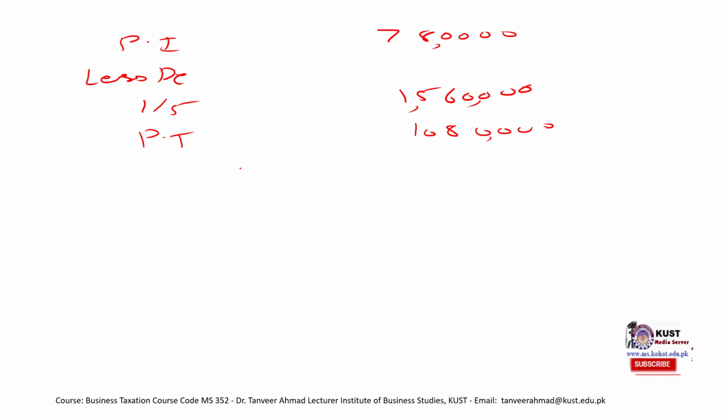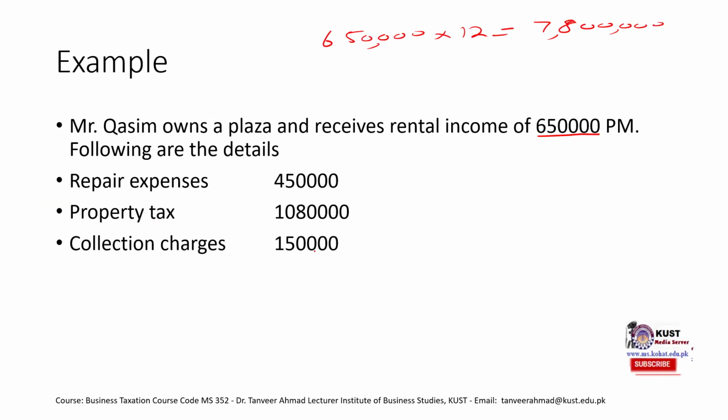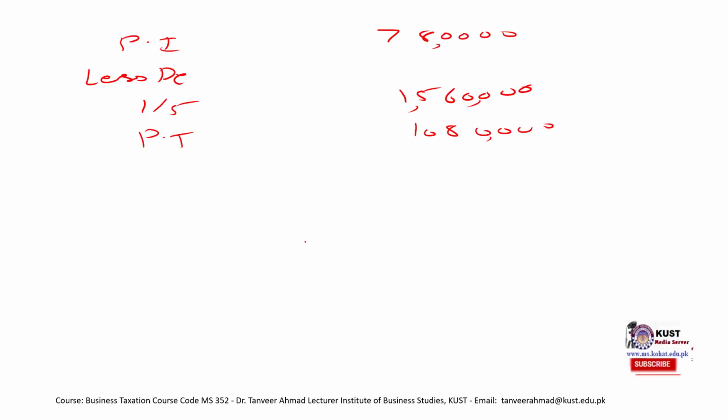Then collection charges should be less than 6%, right? In the previous slide it is 1,50,000, so it is less than 6%. So the collection charges is 1,50,000. Once we deduct this amount, we get the total taxable amount, which becomes 50,10,000 rupees. This is the total taxable amount.